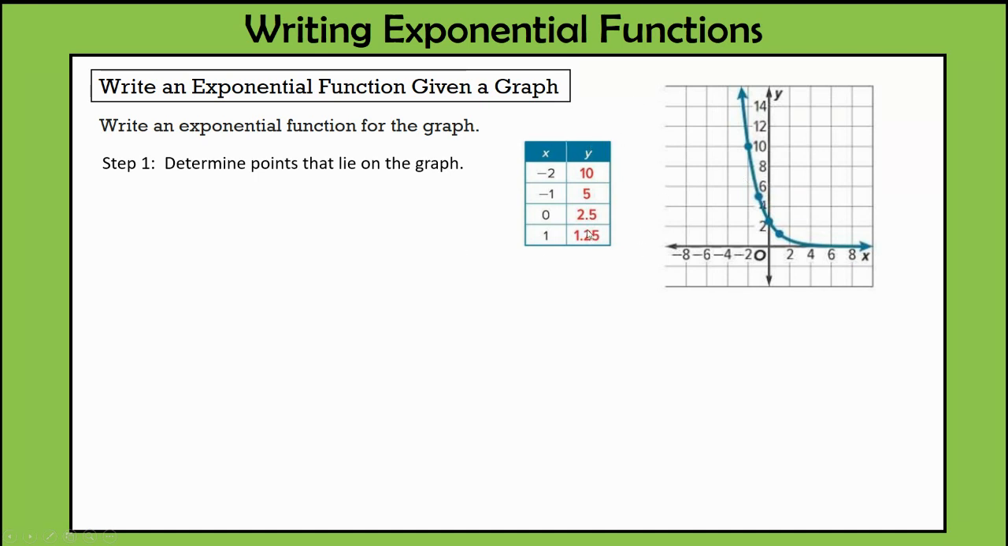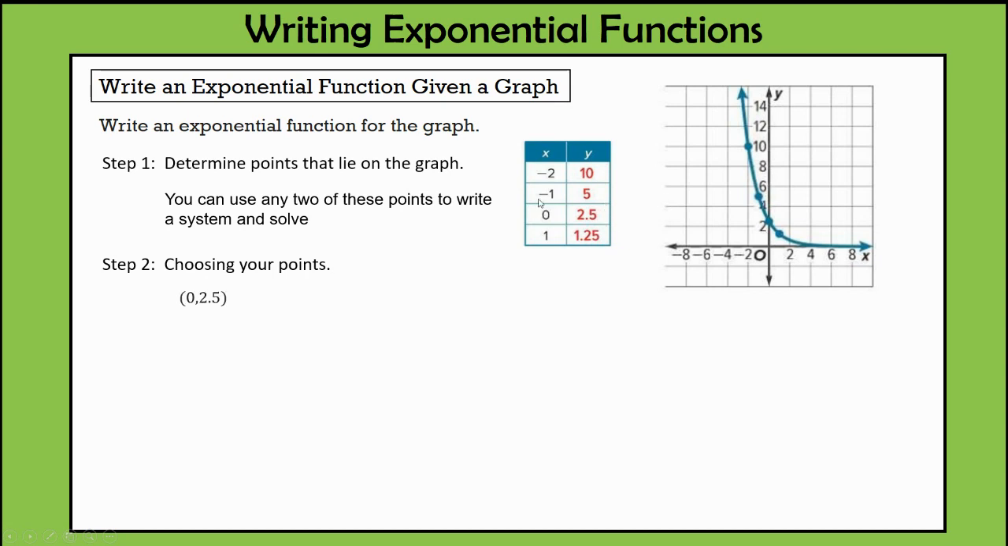But now I have 4 different ordered pairs, and we can choose any 2 of these ordered pairs to help us write the equation. But what we're going to do is pick it so that we cut our work down. All right, so I'm going to choose 2 points. And I'm going to choose this point for sure, 0, 2.5, because this one is going to allow me to get an answer real quick, and I'll show you what it looks like.